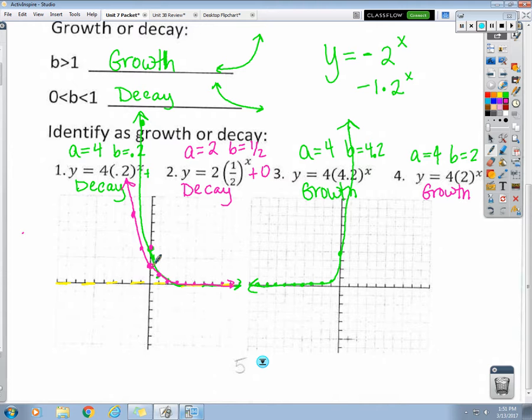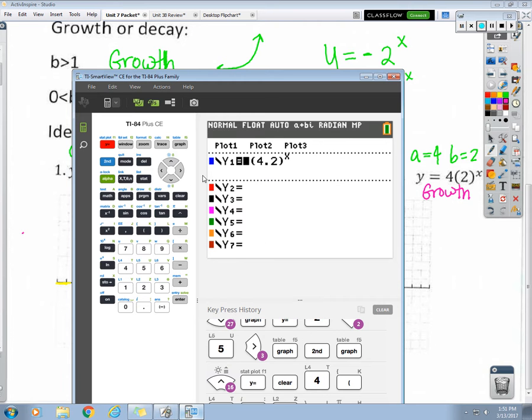2's in the front, so it crossed at 2. 4's in the front, so it crossed at 4. And then 4's in the front, so this one will cross at 4. However, this one's a growth, but is it going to grow as fast? No, this one's basically quadrupling. This one will only be doubling, which means it won't be quite as steep when we graph it. Okay, so let's put it on the graph. Y equals 4 times 2 to the x power.